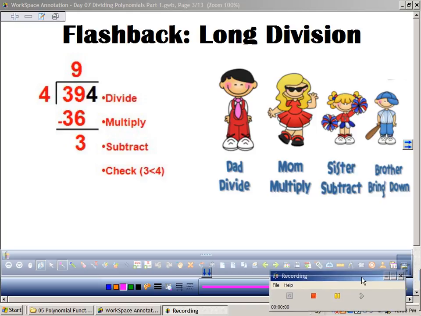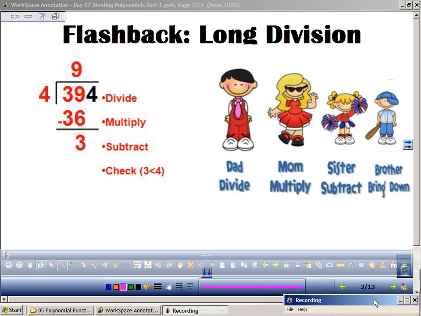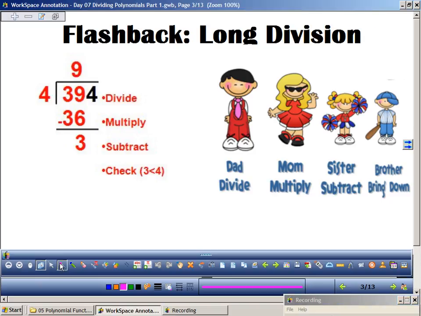Let's do flashback long division. Miss Wiz came up with this, and I thought it was really cute. Dad divides, Mom multiplies, literally, right? Sister subtracts, brother bring down, okay?